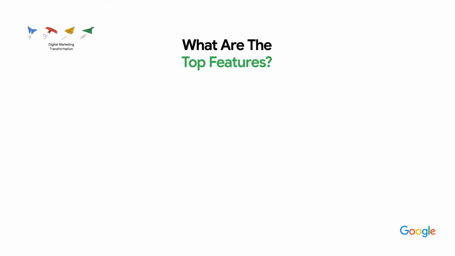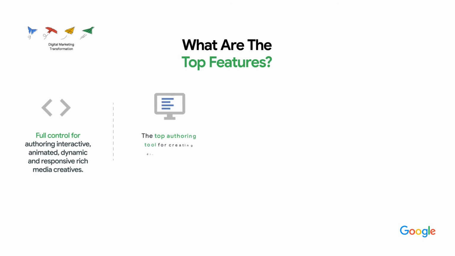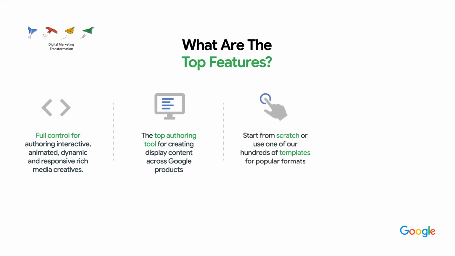So what are the top features? One, you have full control of authoring. So you can create interactive assets, animated assets, dynamic, responsive, and rich media. It's the top authoring tool for all of our Google products, so it really integrates well. You're able to start from scratch with your creative assets, or you can select from hundreds of templates.